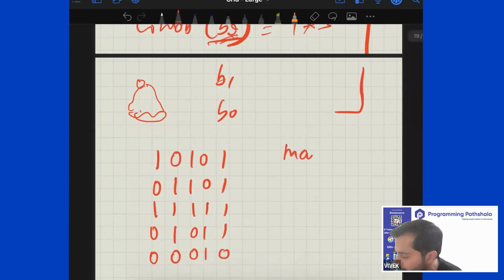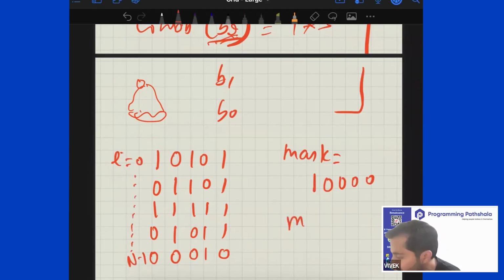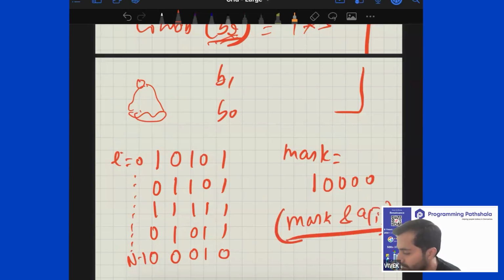Now, think of it in this manner. You take a bit mask, which is 1 followed by 4 zeros. Now, this is your index 0 and this is your index n minus 1. What you are doing is mask AND a of i. If this thing is 1, what does it mean? It means that that particular position is having a set bit. And if it is 0, it means that that particular position is having a 0 bit.